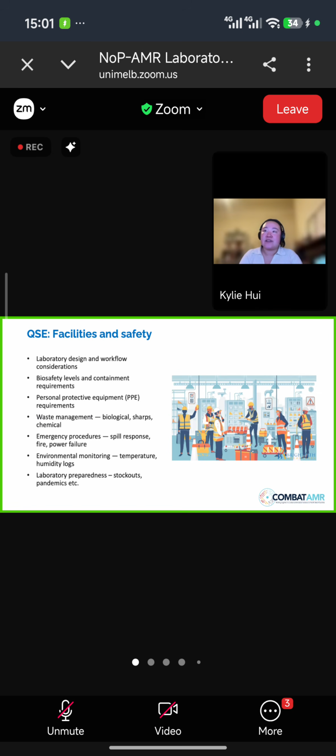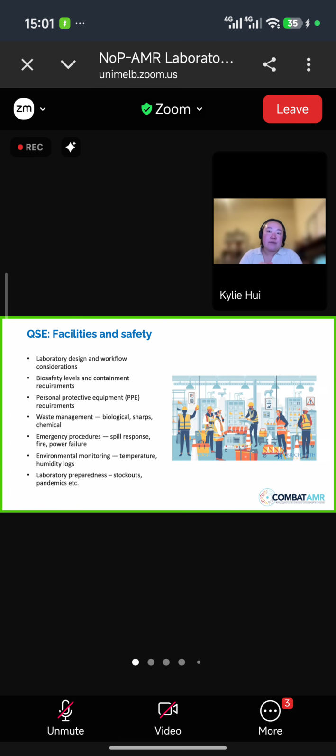We have protective equipment, so PPE requirements. This also includes things like waste management, whether it's biological, sharps, or chemical, ensuring that we have the procedures for this. And emergency procedures, so spill response, fire, power failure, and also environmental monitoring, so temperature and humidity logs, but also pressure and airflow pressure in the laboratory.